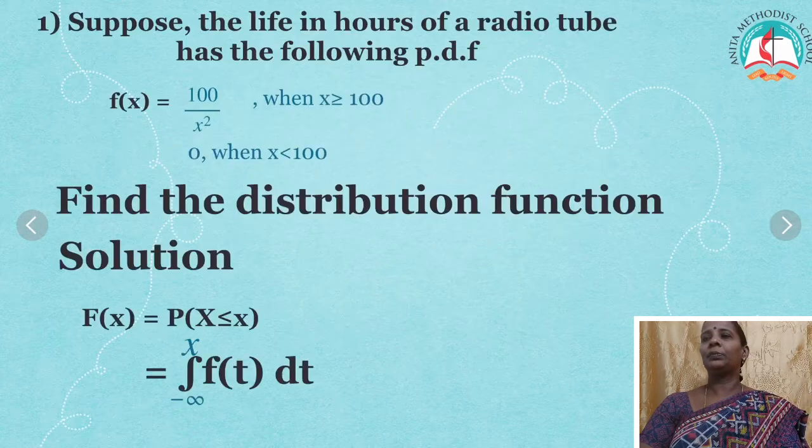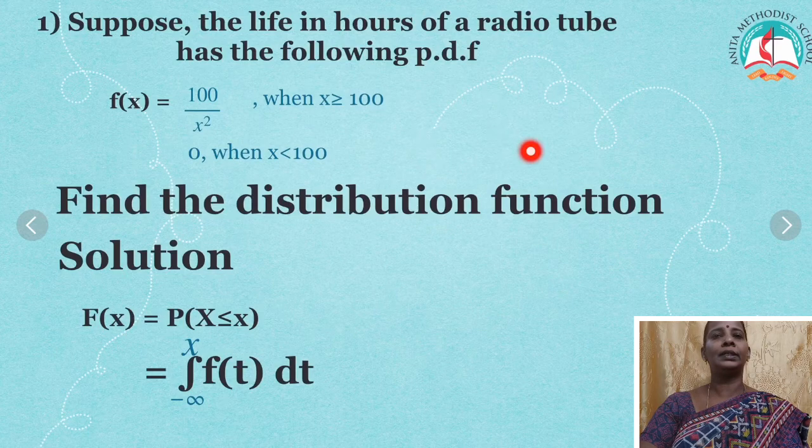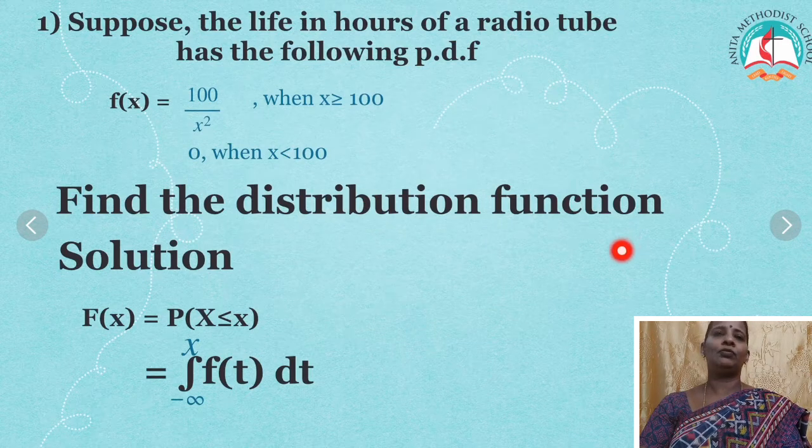Now let us see the problem. Suppose the life in hours of a radio tube has the following probability density function. f of x is equal to 100 by x square whenever x is greater than or equal to 100, and it is equal to 0 when x is less than 100. The function is defined like this. We are asked to find the distribution function.